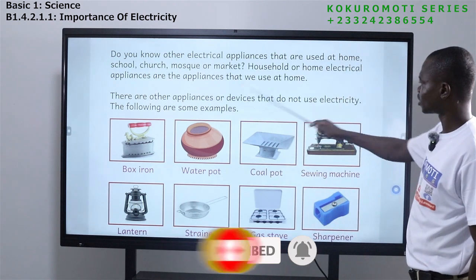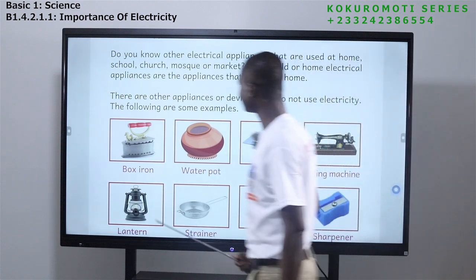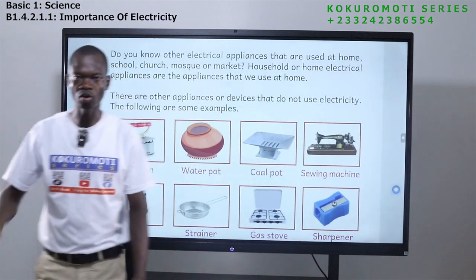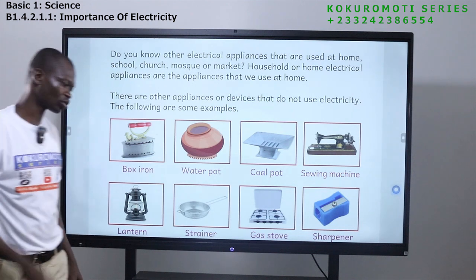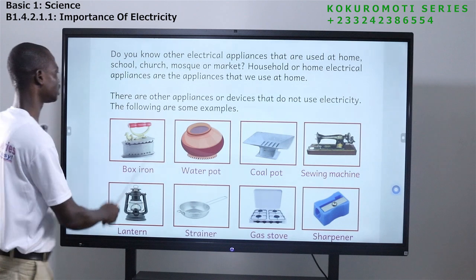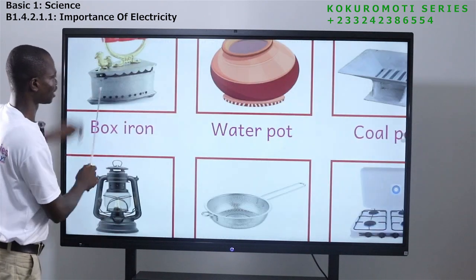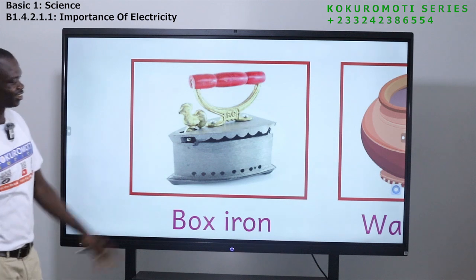There are other appliances or devices that do not use electricity. So we are saying that there are some devices or appliances, for them, they don't need electricity. Whether there is light or there is no light, they don't care, they will work. So these are examples. Now, those who don't know this, this is what?